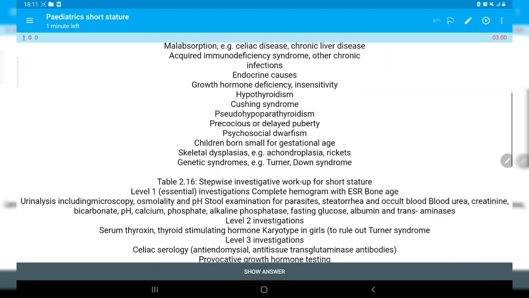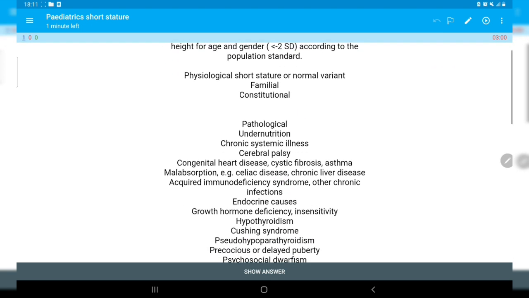In this way we can treat pediatric short stature.